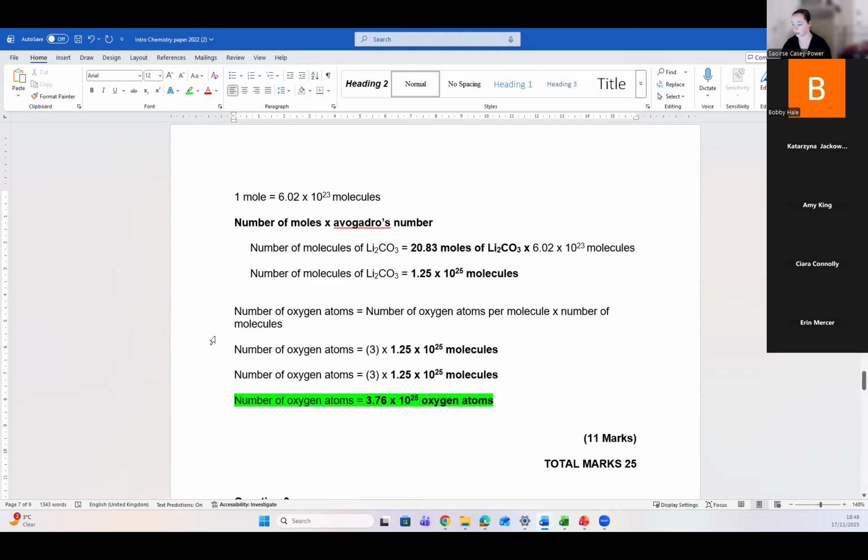Is that okay, guys? We have to learn off Avogadro's number, or be given it? No, you'll have to learn that off, but even if you don't remember 6.02, 6 is fine. Just this part here you'd have to learn.